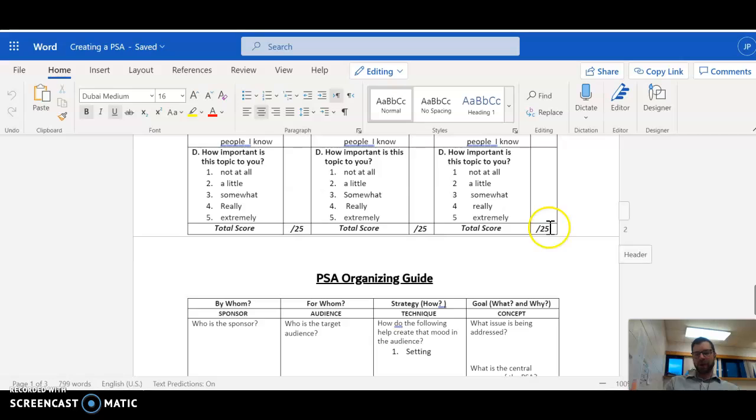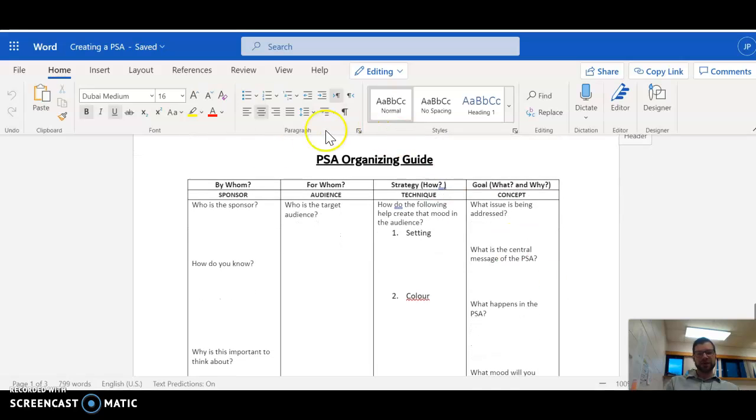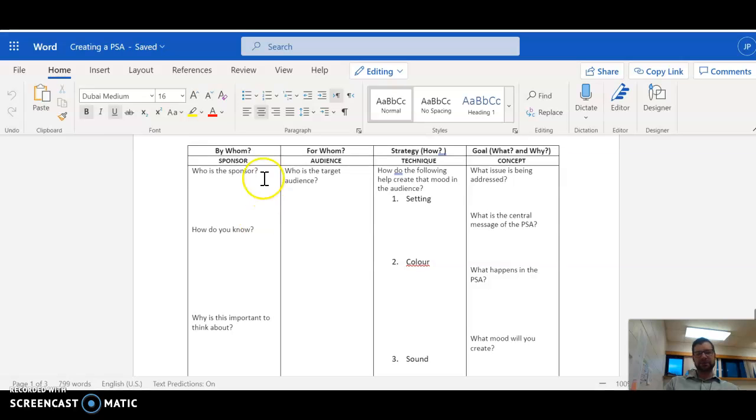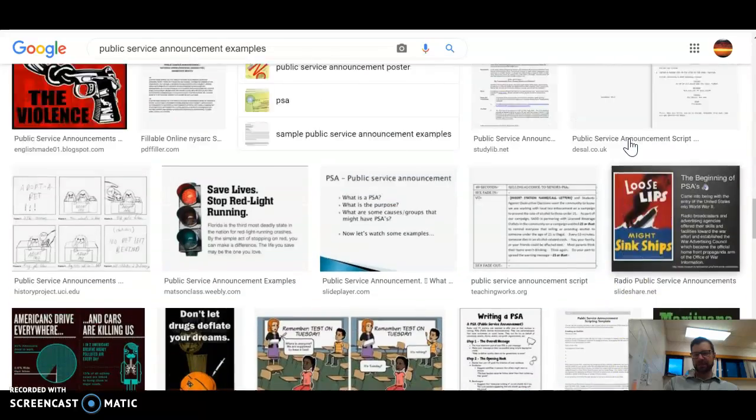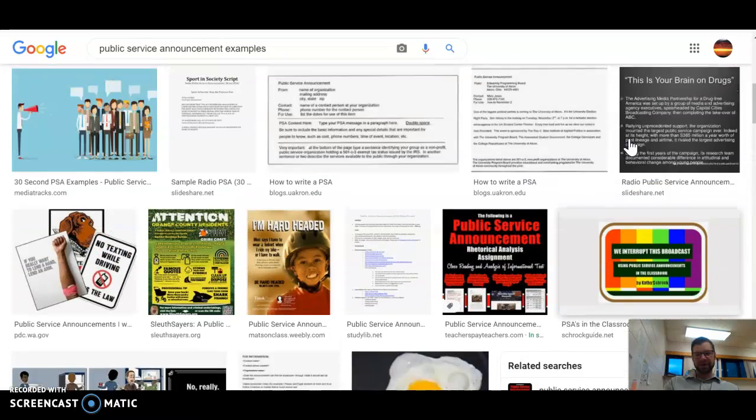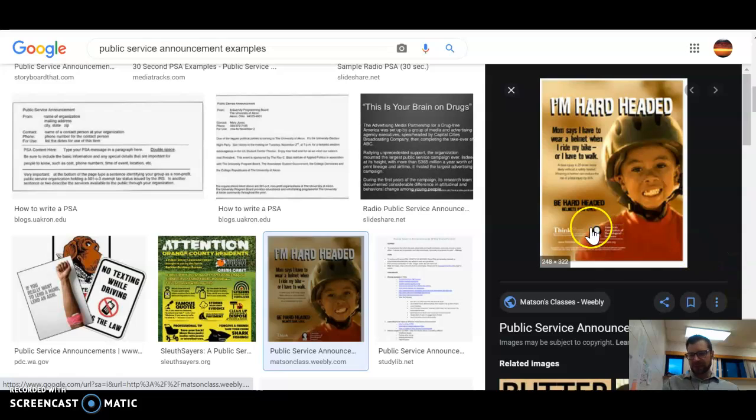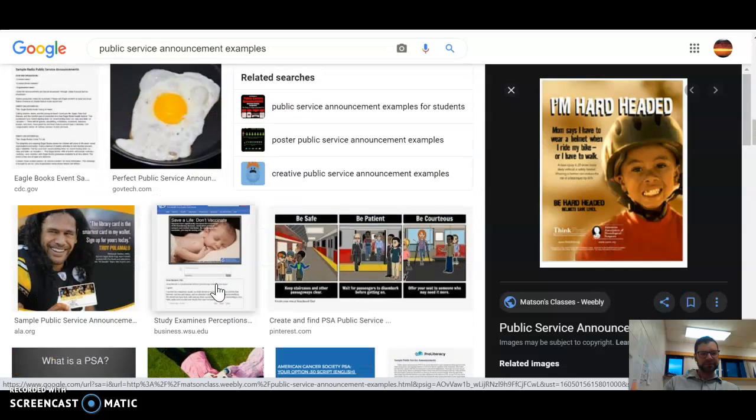And you don't have to pick the one that's the highest, but it's going to be a little bit easier for you to do because you're going to be more familiar with it. You're going to have more knowledge about it, so it's more important to you. Here's the organization guide. PSAs typically have a sponsor. So if we go up to that one we looked at with the helmet, Be Hard-Headed, who's it sponsored by? So it's sponsored by Think, and I can't really read it, but there are 2 sponsors there.